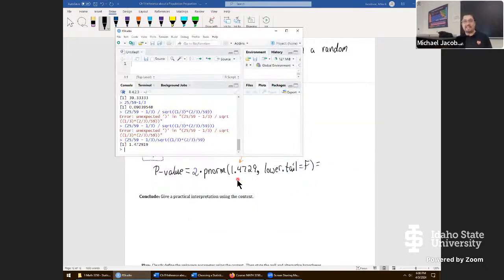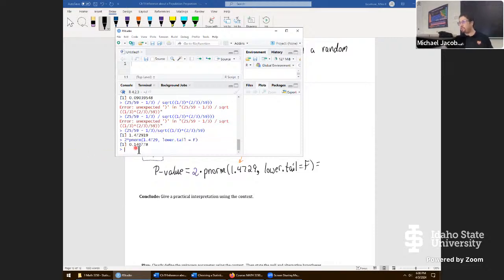So now we just about have it. Back to RStudio, let's see if this syntax works for us. 2 times p-norm 1.4729, lower dot tail set false. And we get a p-value of 0.1408.